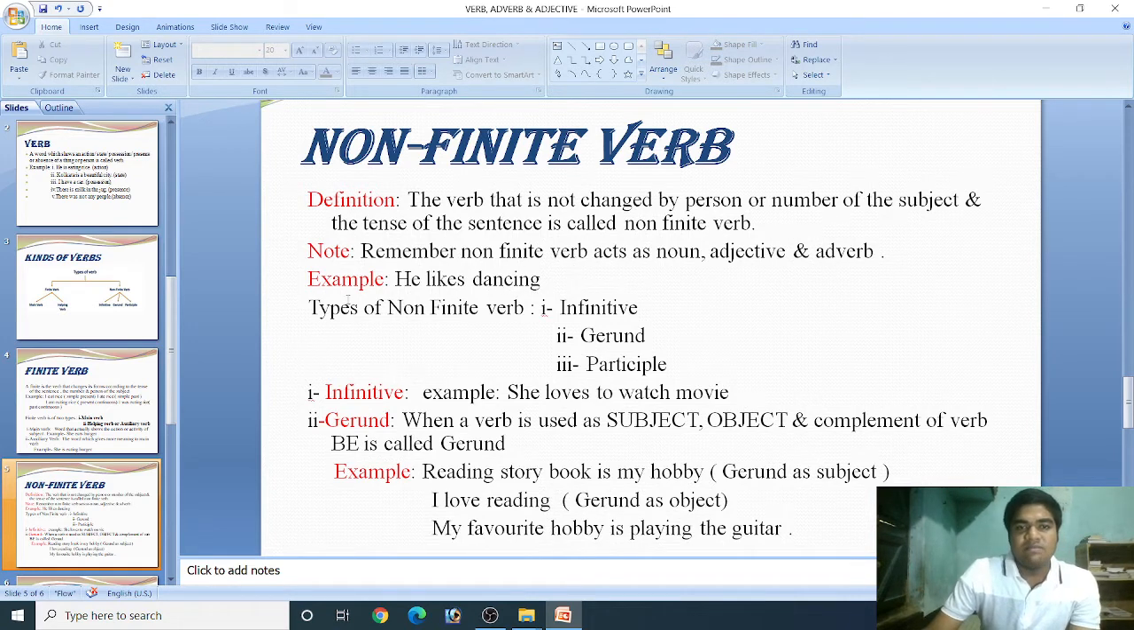You have to remember that a non-finite verb always functions as a noun, adjective, or adverb. Another thing you need to understand is that a non-finite verb does not change if the tense of the sentence changes. Let me give you one example. I have written here, he likes dancing. If I write he liked dancing, then this verb remains the same, but the tense I have changed.